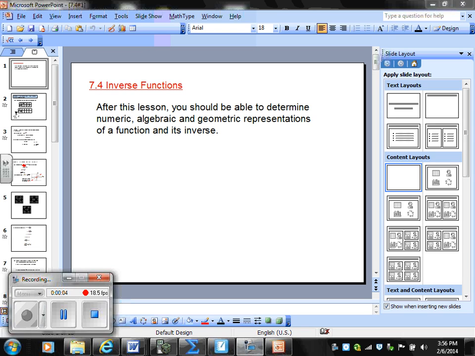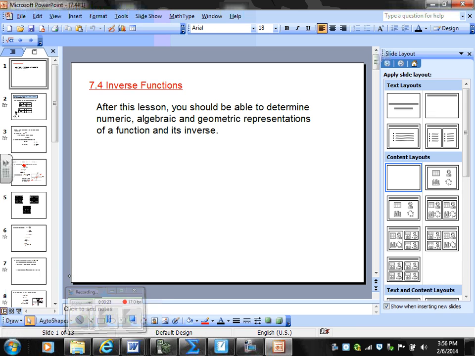We're in Chapter 7, Section 4. This is going to be about inverse functions today. After this lesson, you should be able to determine numeric, algebraic, and geometric representations of a function and its inverse. So the first thing we're going to look at is what an inverse function is.